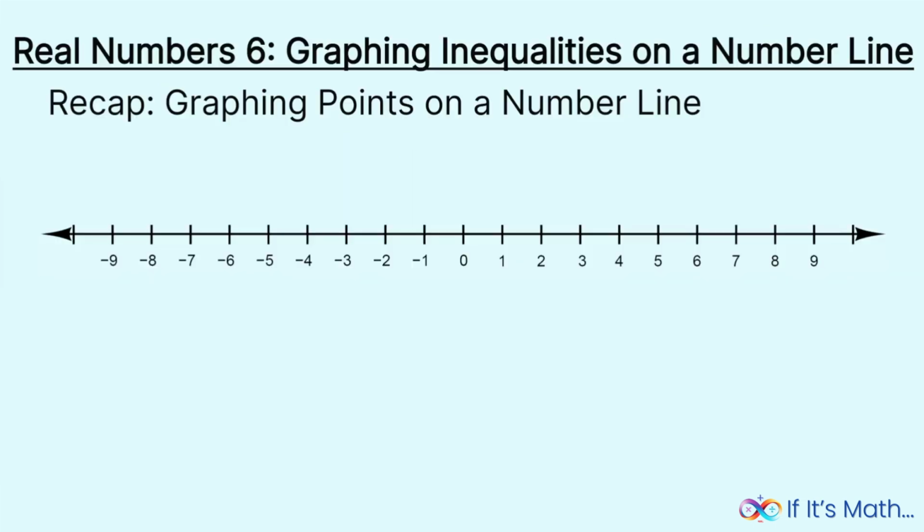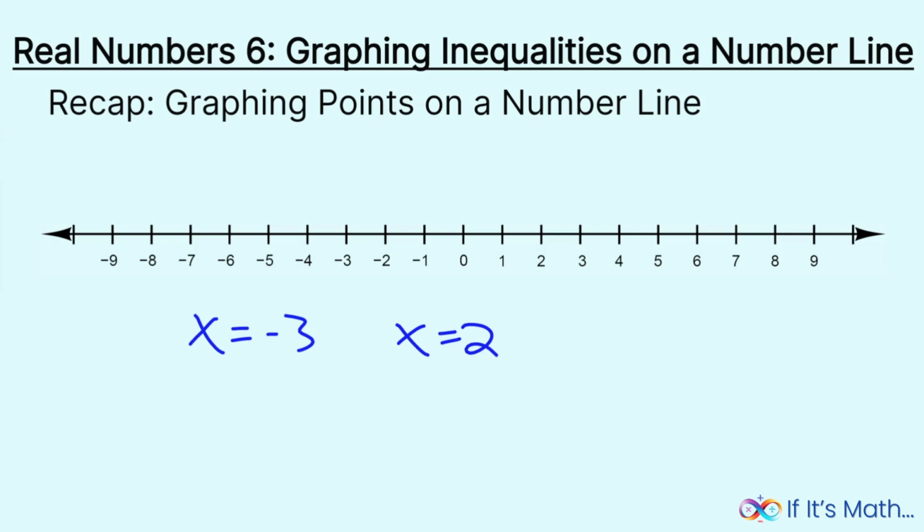The other important quick recap is graphing points on a number line. We're not going to be graphing points, we're graphing inequalities, but you have to remember what you're doing in that space. For graphing points on a number line, remember it's really just finding where the number falls and then putting the dot there. So let's say you had the points x equals -3 and x equals 2.